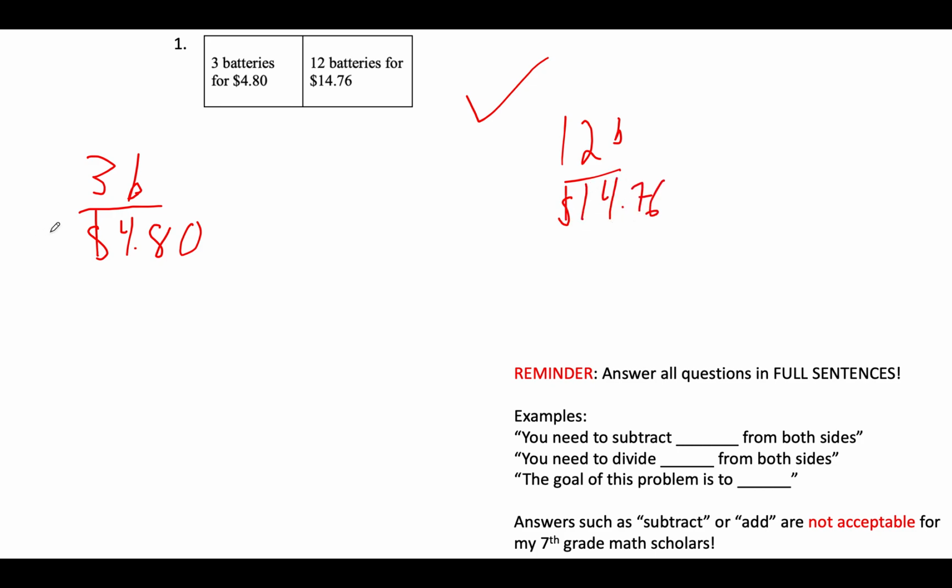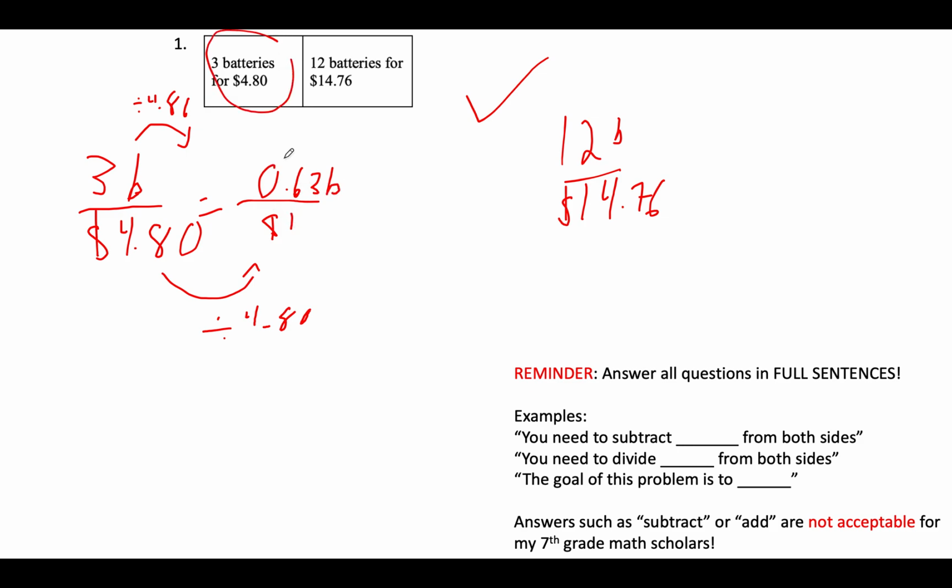Well, to find that, we want to find out how many batteries we can buy with $1. So to do that, we're going to divide both sides of our fraction, the numerator and the denominator, by $4.80, or just 4.8. That's going to give us $1 on bottom and approximately 0.63 batteries on top. So for $1 in this set, we can buy 0.63 batteries, or about half a battery.